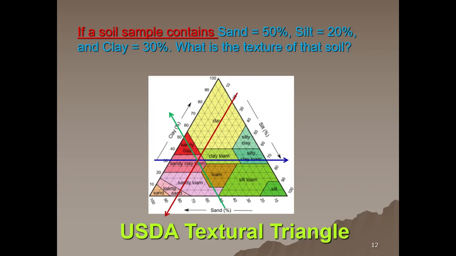And there is another method, if you remember, the feel method. You form a ribbon between your index finger and thumb and try to identify the soil texture. This is more like a lab method. In the lab, we determine the sand, silt, and clay percentage, probably by a sedimentation method. Then once we know the sand, silt, and clay, we can use this textural triangle and find out the texture of the soil.